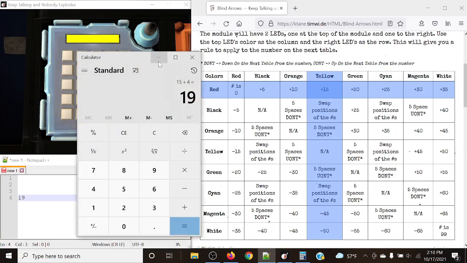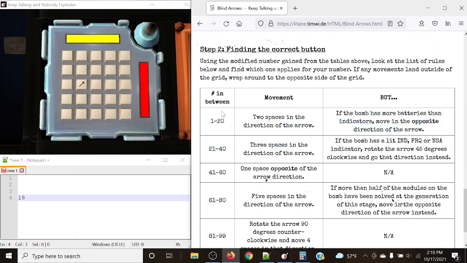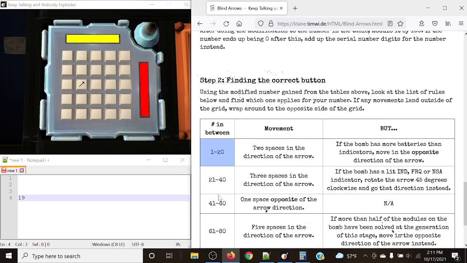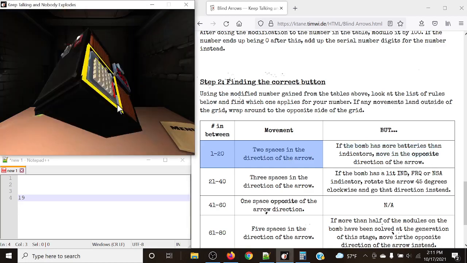So now let's head down to the bottom to figure out which button we're going to press. And in this case, it is between 1 and 20, and this is inclusive as well. 1 and 20 is inclusive, as with everything else. And now, what we're going to do is we're going to move 2 spaces in the direction of the arrow. But if the bomb has more batteries than indicators, move in the opposite direction of the arrow.